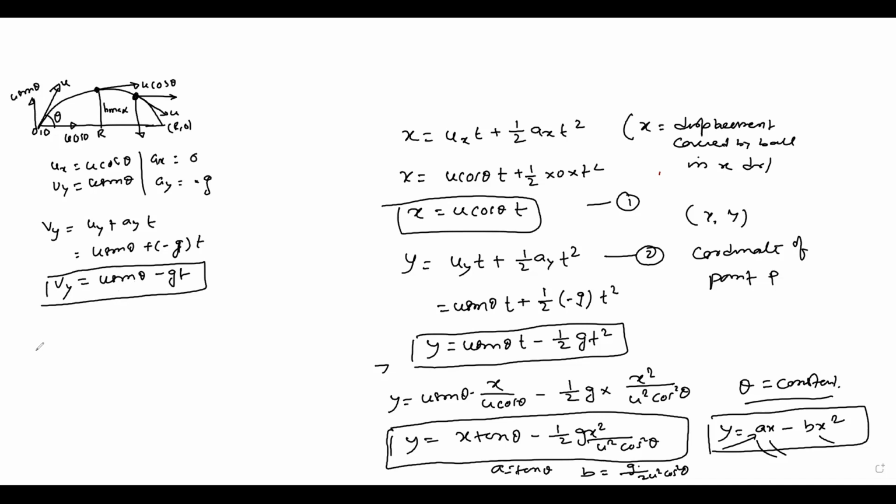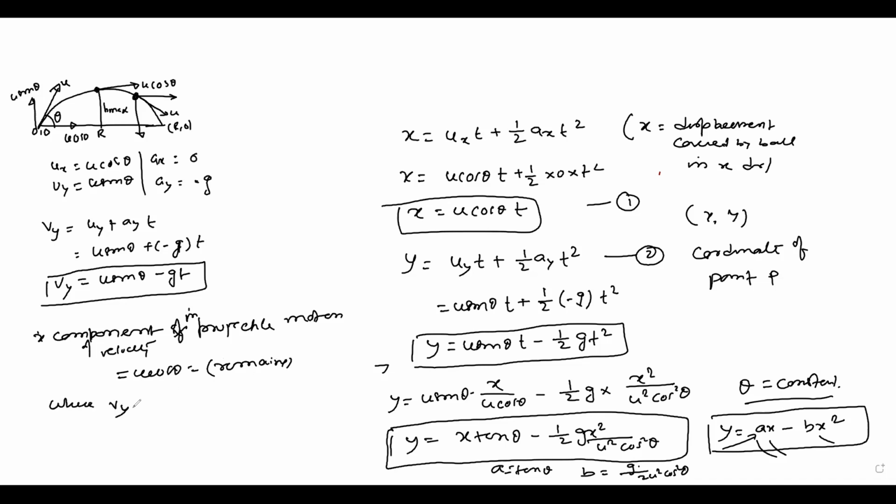So we can see the x component of velocity in projectile motion, u cos theta, remains constant, whereas the velocity in the y direction varies with time.